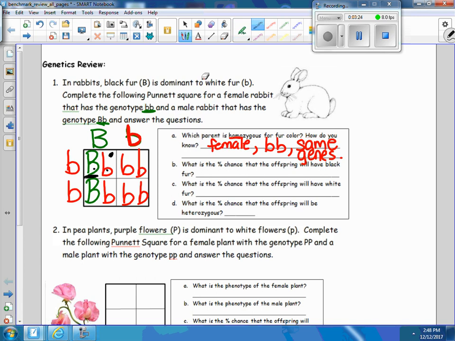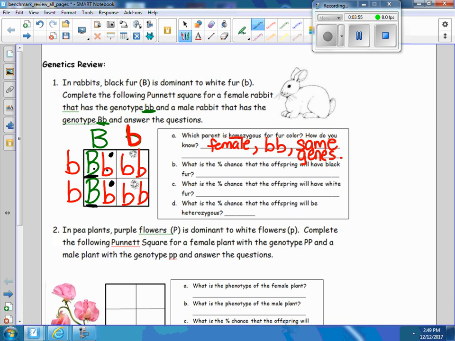Excelente, excelente. I don't have anything that I can make white, so go with this. That's the white one. How about this guy? What color? Black. How do you know? Yes, dominant gene. How about this guy? What color? Little b, what color? It's going to be white because there's nothing there. Good.